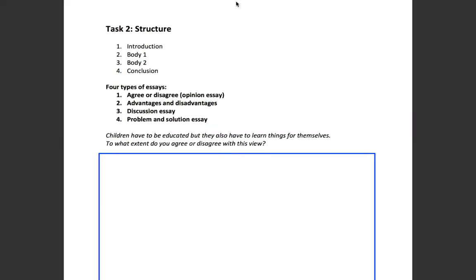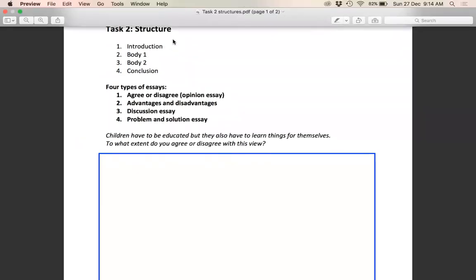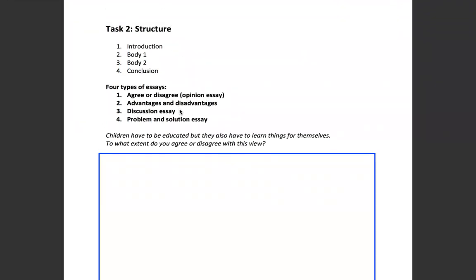Then you have a discussion essay. So what do we need to include when we ask to discuss something? I just underlined it for you. So if we ask to discuss, what do we need to include? Right, your opinion, sure, but what did I just say?